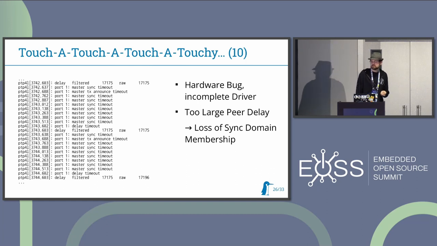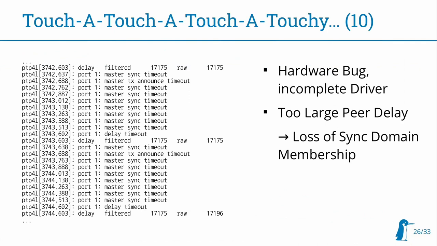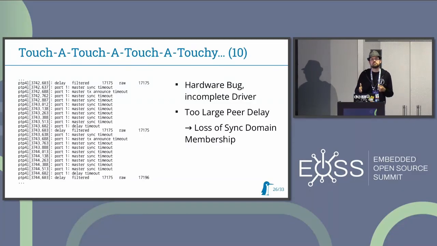In this case, we see that we measure a peer delay of like 1700 nanoseconds, and there's a part in the standard for gPTP, that's the TSN version, that forbids links with larger than 800 nanoseconds delay, and that's basically how we detect that our peer isn't capable of doing that special version of PTP, and it just bails out and loses its membership in the synchronization domain, and we have an entire loss of sync.